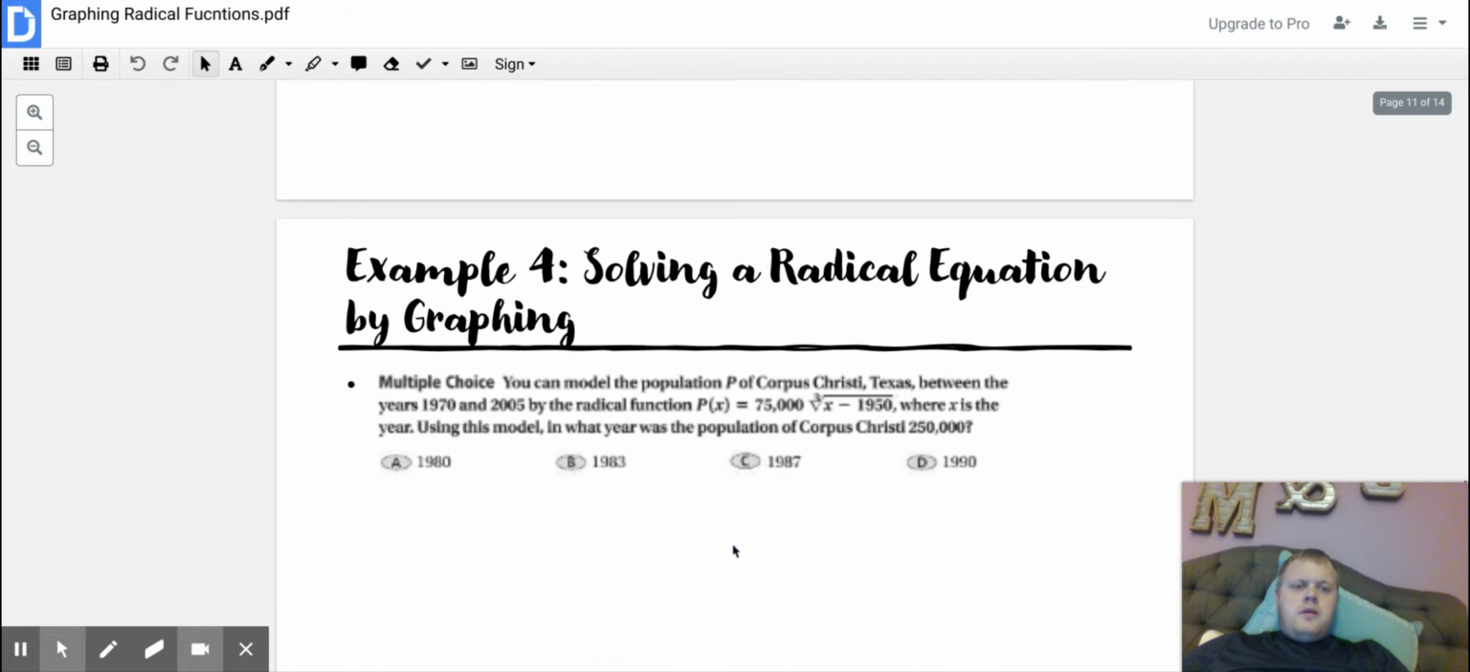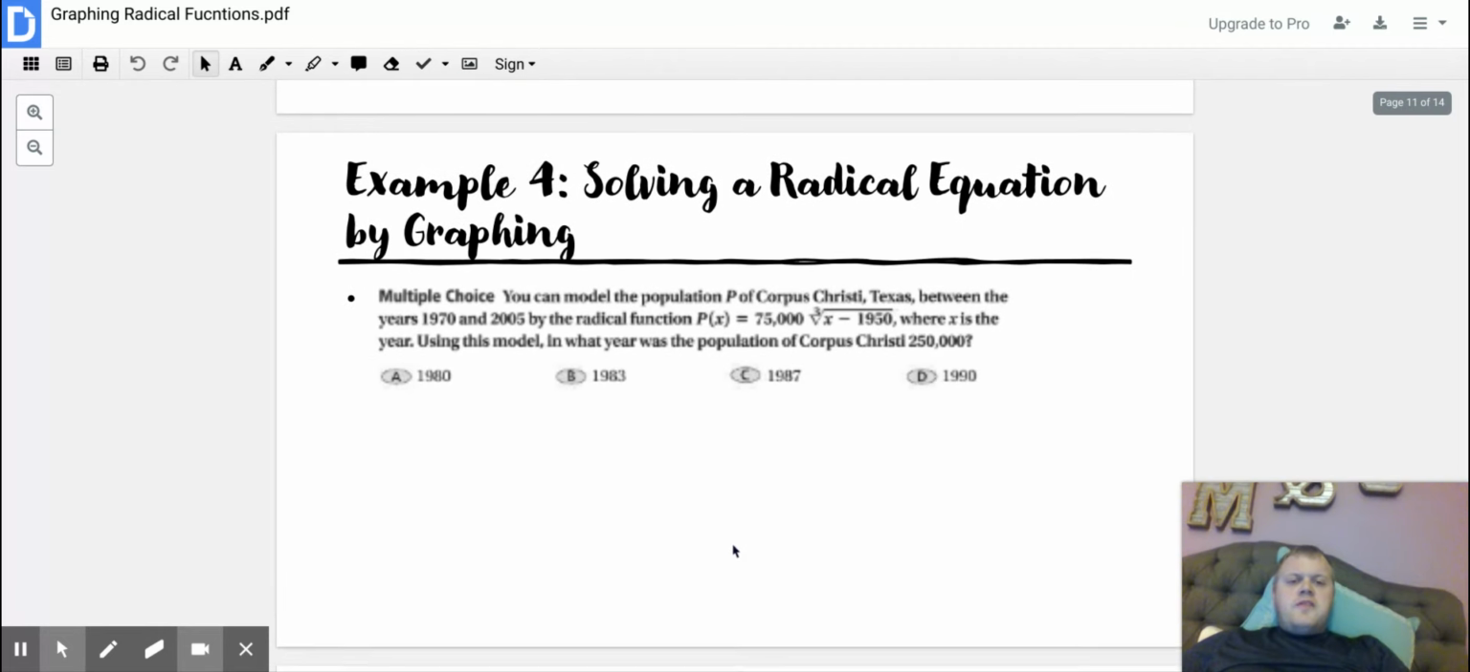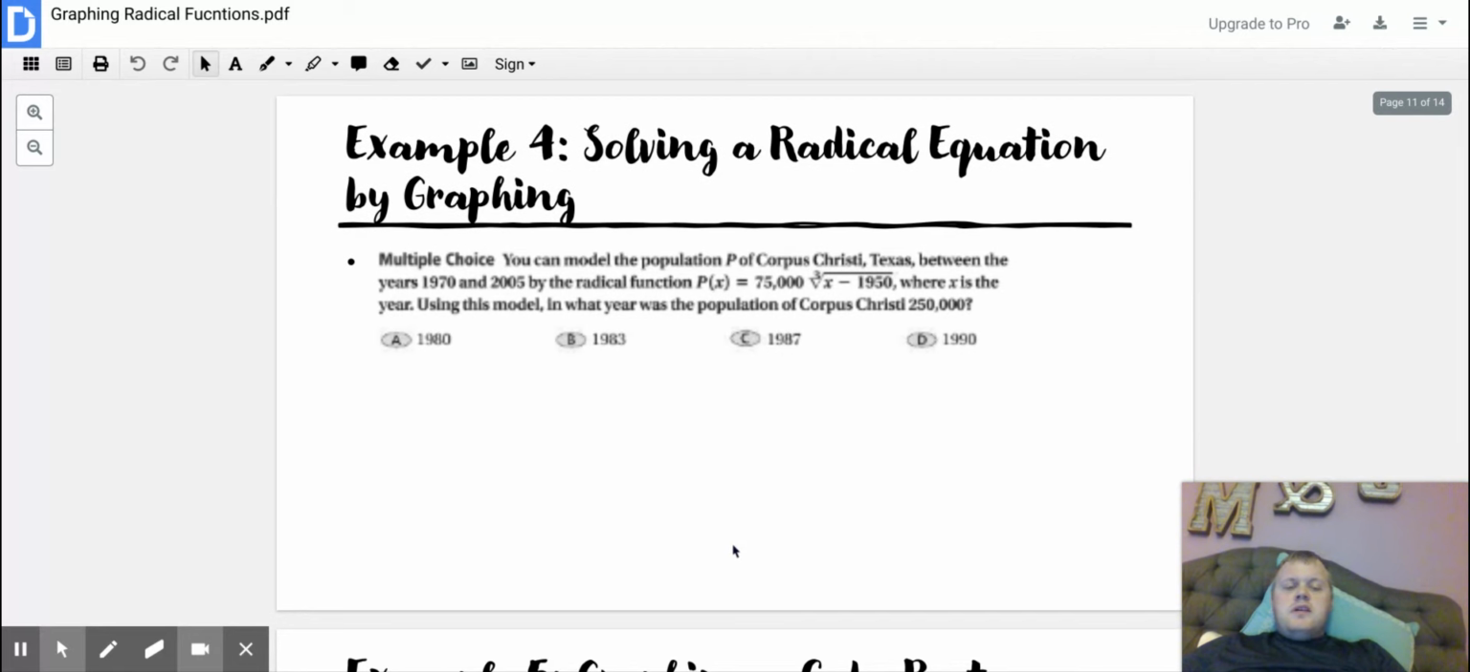Okay. All right. Example 4, solving a radical equation here. So this is the one where you need your calculator for this one here. Okay. So multiple choice. You can model the population of Corpus Christi, Texas between the years of 1970 and 2005 by the radical function P of x equals 75,000 times the cube root of x minus 1950, where x is the year. Using this model, in what year was the population of Corpus Christi? So you will need your calculator for this.